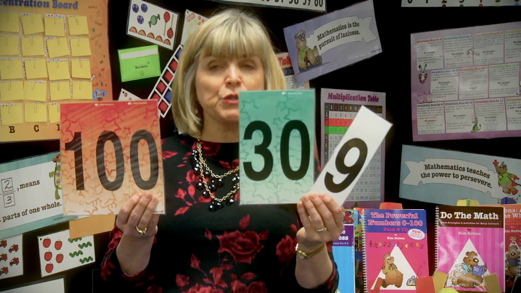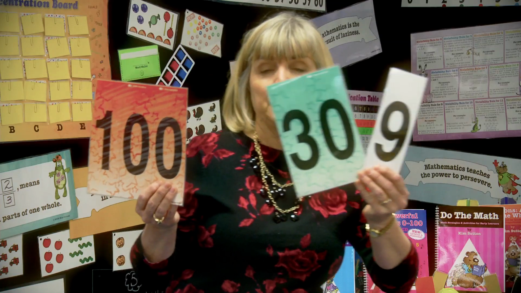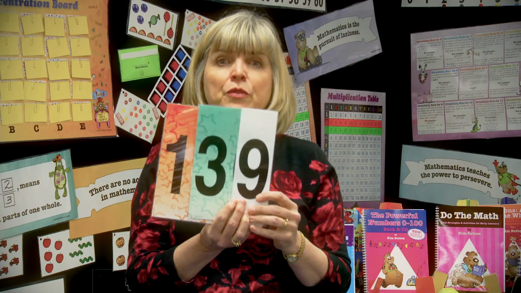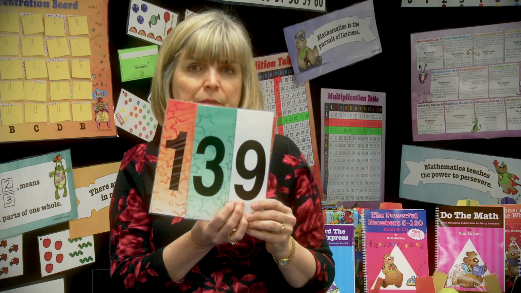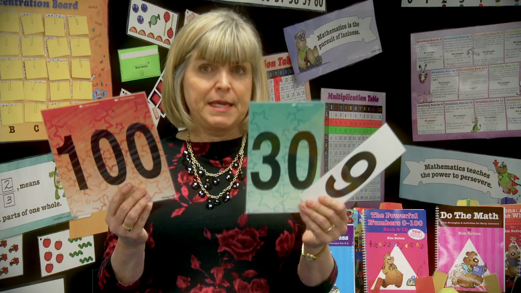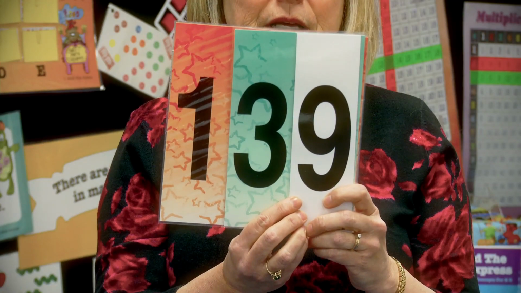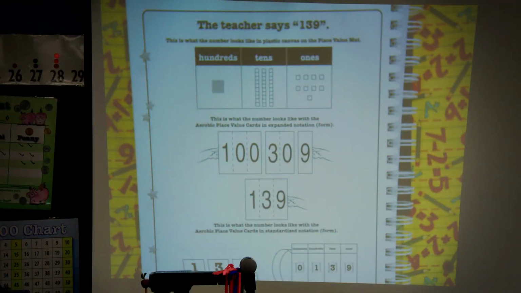Now, mathematicians are lazy people. We don't want to write the number 100 plus 30 plus 9. So we slide the cards together to show that number in the form that we write it, which is the standardized form. So students see the picture, they see the abstract meaning, then they see the total abstraction. This 3-step process is fundamental to my book.